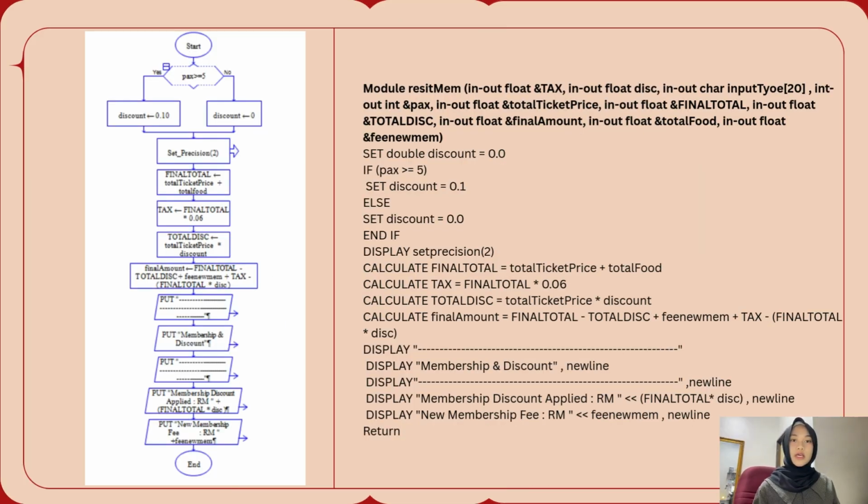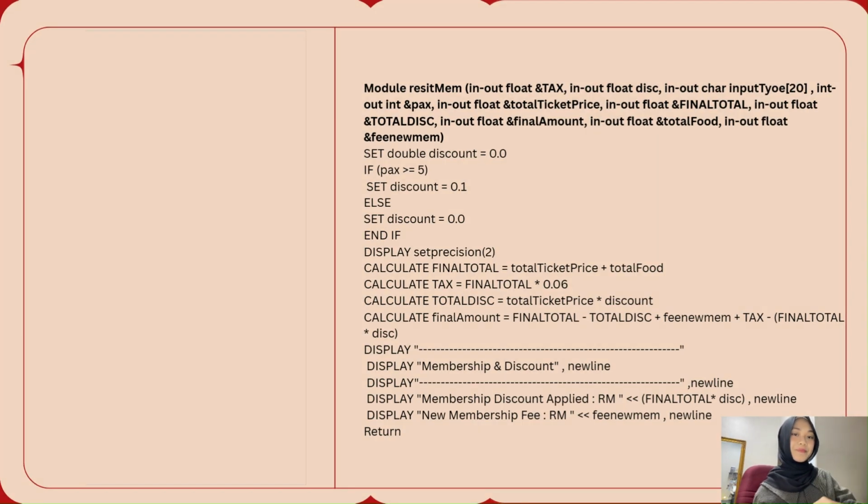This slide shows the flowchart and the pseudocode for the discount calculation. The system starts by checking whether the number of tickets purchased is 5 or more. If the condition is met, a 10% discount is applied. Otherwise, no discount is given. Next, the system will calculate the final total by adding the ticket price and the food cost. Then, a 6% tax is added. Total discount is also calculated. Then, it will display the membership and discount section. It will show the membership discount and the fee if you decided to apply for it.